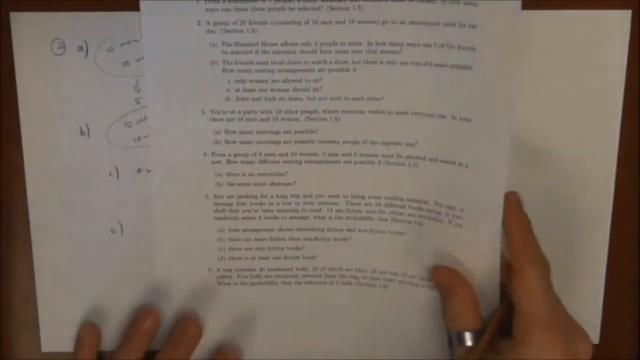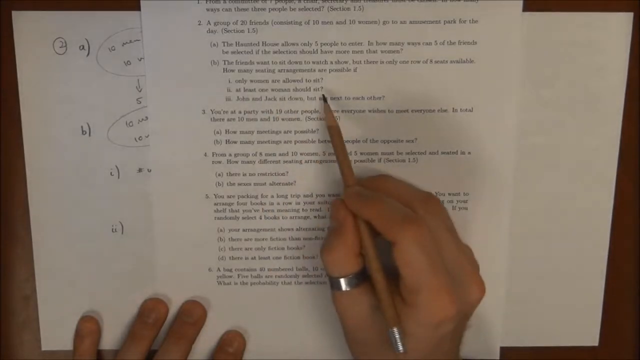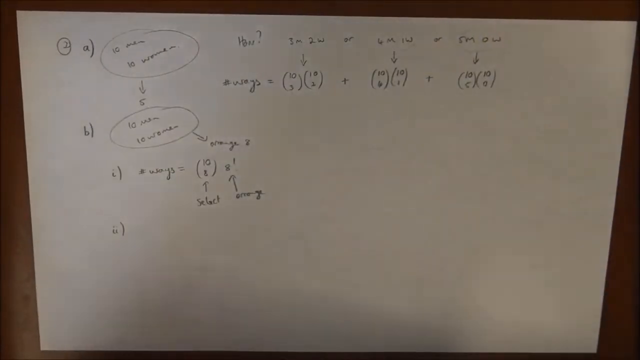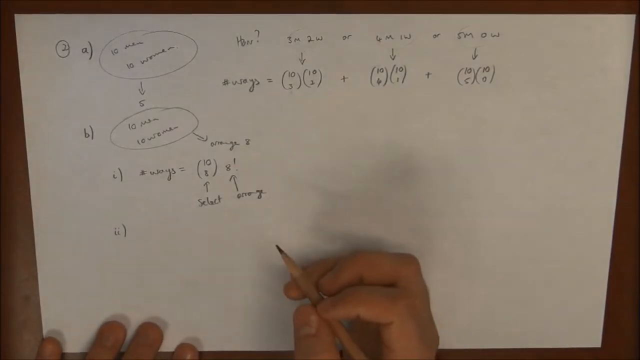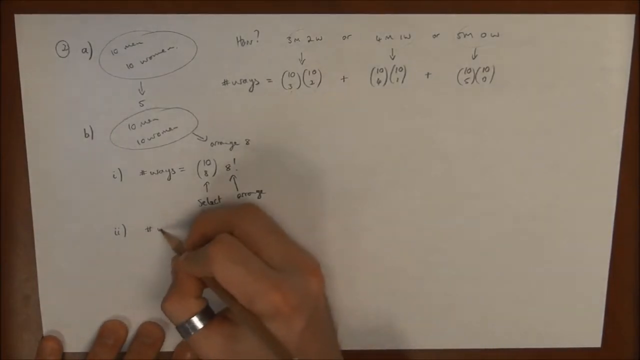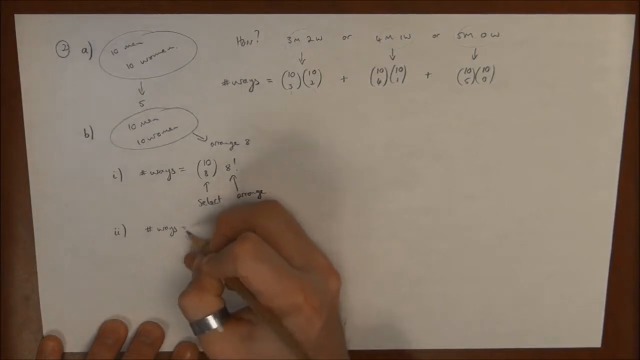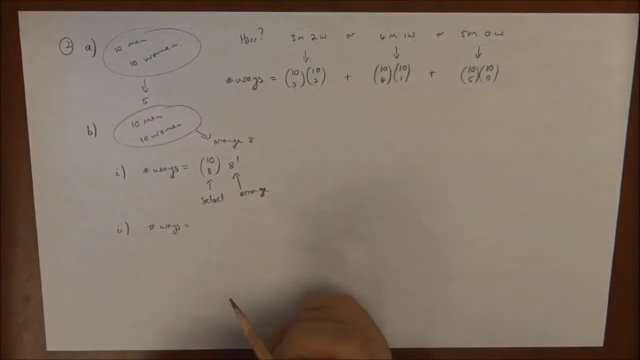Second one, it says at least 1 woman should sit. Now there's multiple ways to do this. One way is I can think of this directly. And how many options do I have if at least 1 woman should sit?